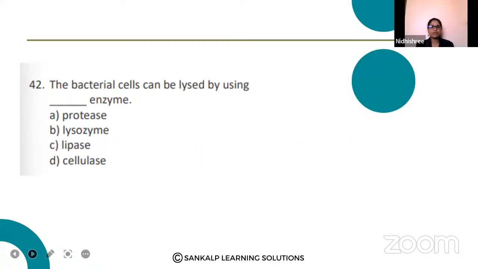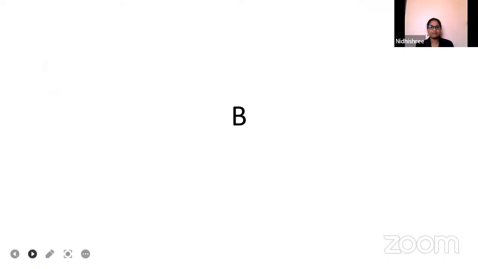Bacterial cells can be lysed by using dash enzyme. By which enzyme do we lyse or cut the bacterial cells? Option A, protease. Option B, lysozyme. Option C, lipase. Option D, cellulase. Option C, Padma, and some of them answered option B. Chandru, option B. Soumya, option B. The right answer is option B, that is lysozyme.